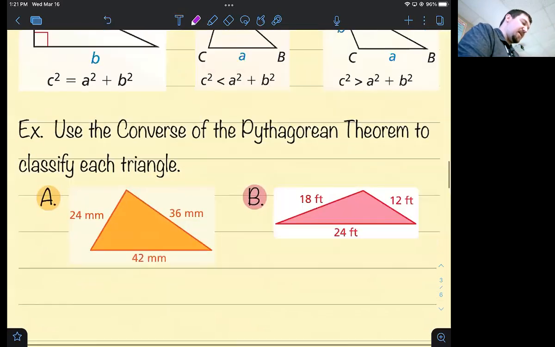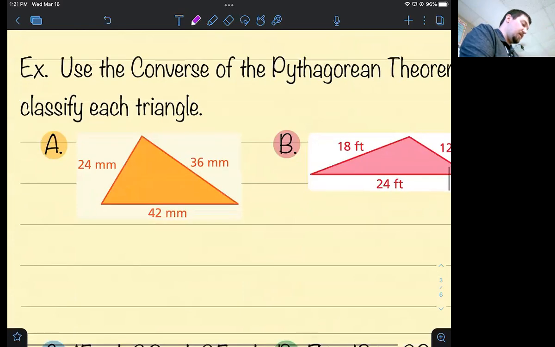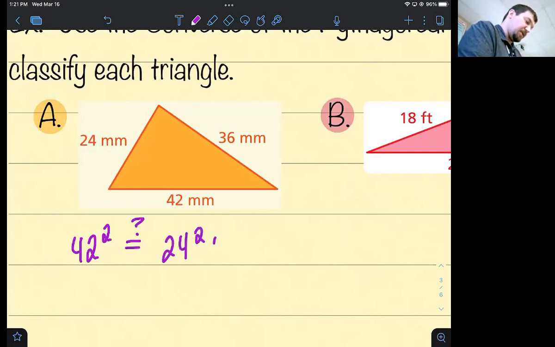Because of the way that it's worded, I'm going to start with my long side first, which is the 42 squared. And I'm going to see, is that equal? Is it greater than, is it less than? I guess we'll find out. The 24 squared plus the 36 squared.